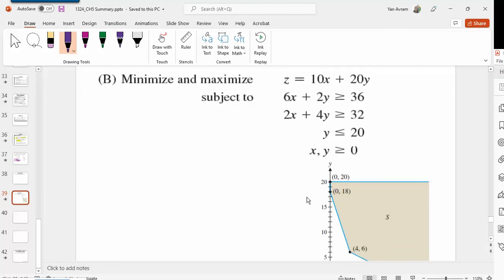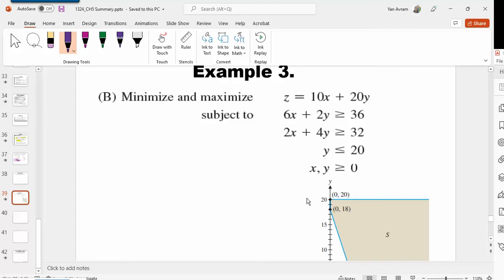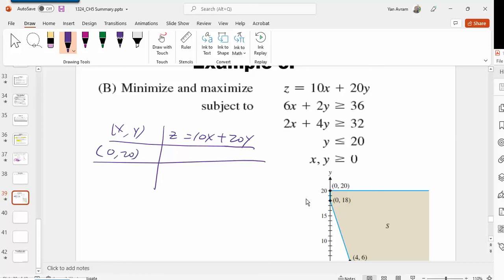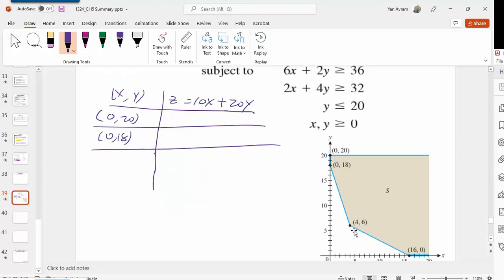Okay, so if we already have this one right here, we can go ahead and find z. Okay, z is 10x plus 20y, subject to all of these constraints in here. So we have this corner point here. This is 0 and 20, right? And then we have another point right here, 0 and 18. Okay, and then we have this point here, 4 and 6. Okay, and then we have another point right here, 16 and 0.